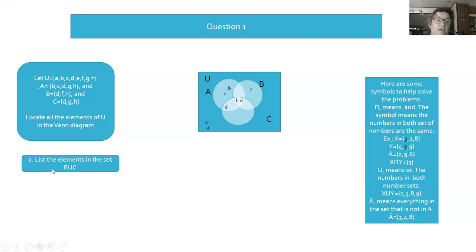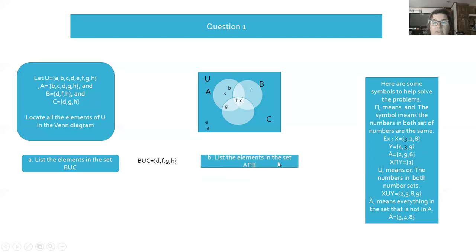Right now we're going to look at: list the elements in the set of B, and U means union. So they're in both sets. And it says B union C. That means all of them that are in there. So B, we have F, D, and H, and then C, we have G, H, and D. So there we have our answer for A.